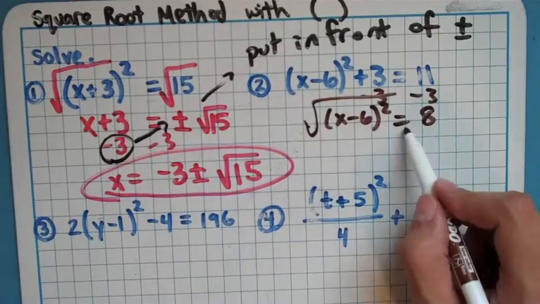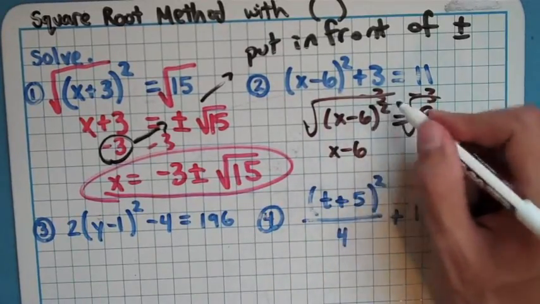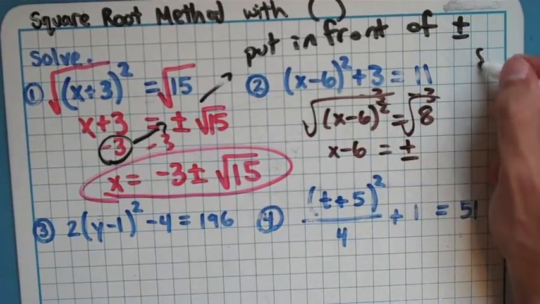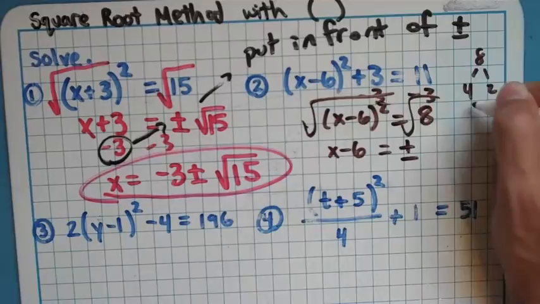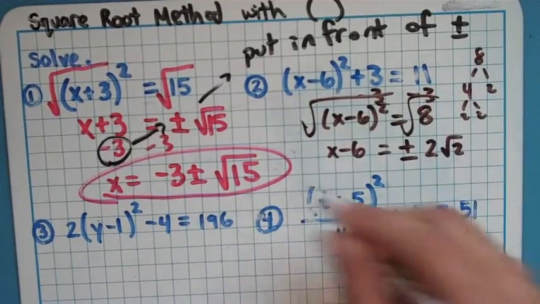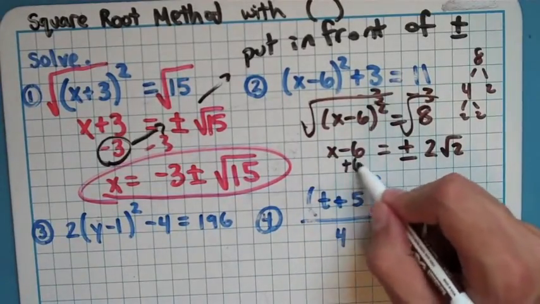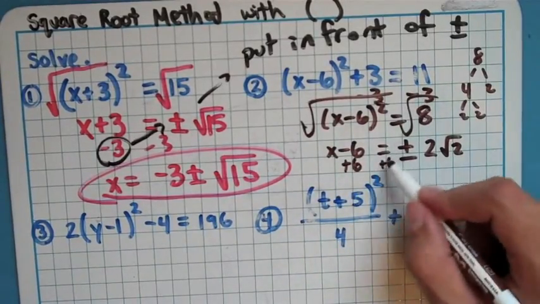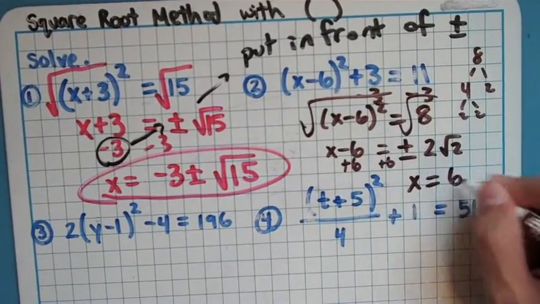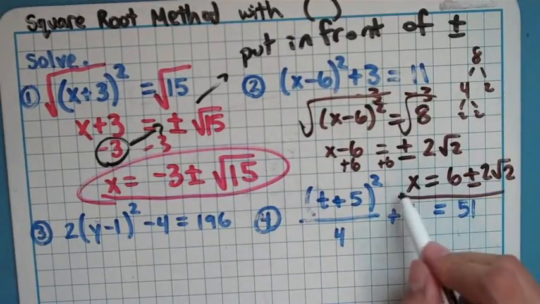I'm going to take a square root of both sides, cancel that out. I get x minus 6, because those cancel, equals plus or minus the square root of 8. If you do yourself a quick factor tree, it does break down. It'll be 2 root 2. The square root of 15 didn't break down. And I'm going to add 6 to both sides to get x by itself. When you add or subtract a number, just stick it in front of the plus or minus. So I get x equals positive 6 plus or minus 2 root 2. And that's my final answer.